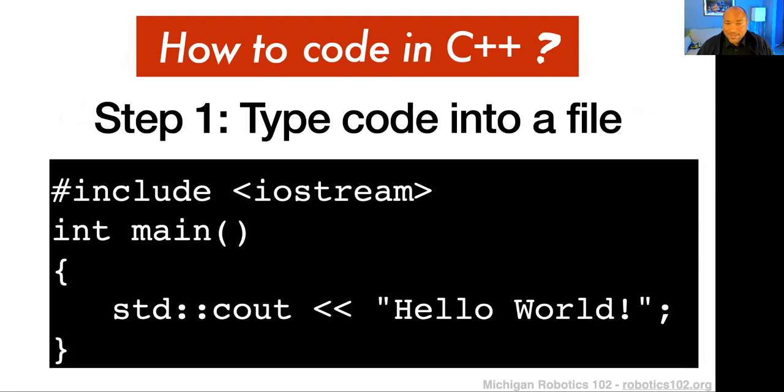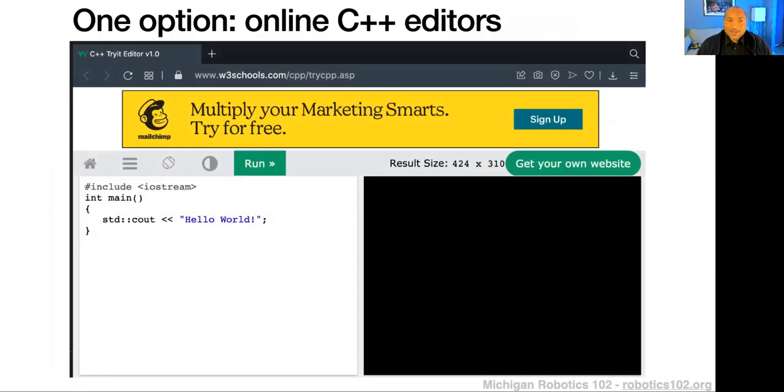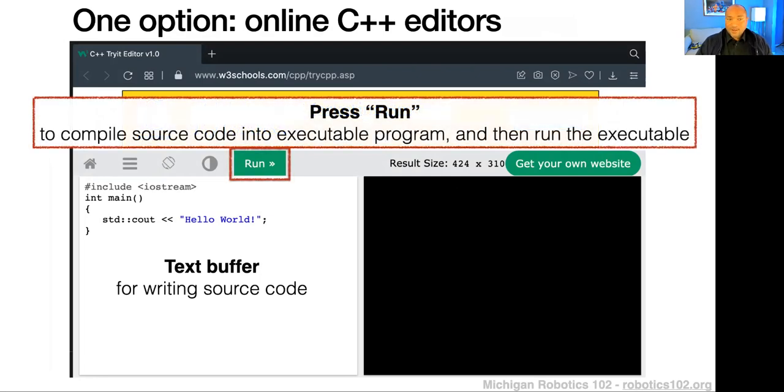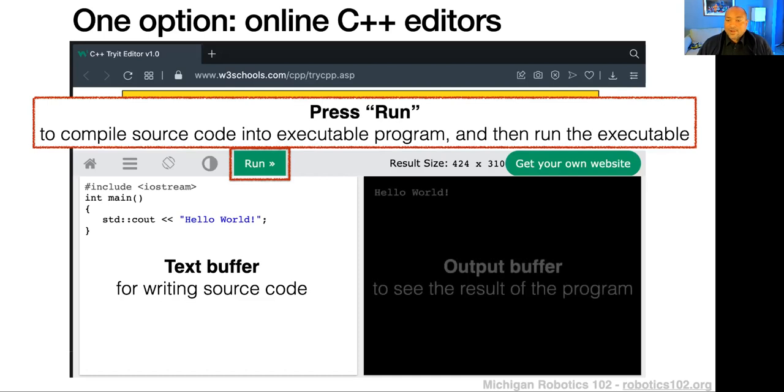Probably the simplest way to do that these days is to use an online C++ editor. W3 Schools, which has a lot of great reference material that I oftentimes find myself using, has an interesting Try C++ online application. It has a little text buffer right here, and we can write our source code into there. From that source code, we can then press run, and on the back end they'll take that code, go back in their systems on their servers, compile that source code into an executable, and then run the executable. Then you'll see the result right here in this output buffer. In this case, it will just produce hello world.